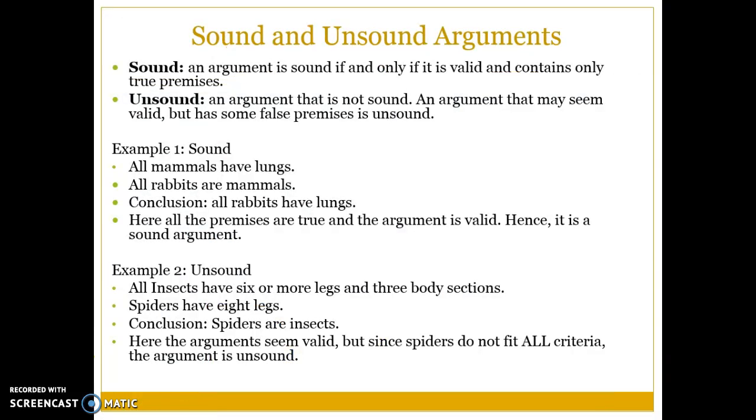So let's look at sound and unsound arguments. An argument is sound if and only if it is valid and contains only true premises. An unsound argument is one that is not sound. An argument that may seem valid but has some false premises is unsound. Let's look at the examples given here. Example number 1. This is an example of a sound argument. All mammals have lungs. All rabbits are mammals.